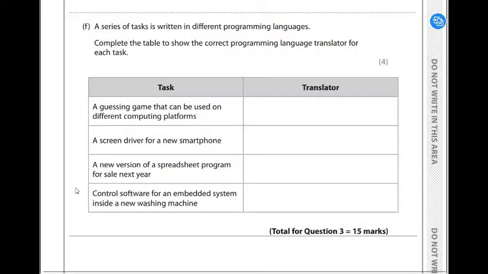So this one requires you to remember the different types of translators: interpreters, compilers, and assemblers. And that's part F.